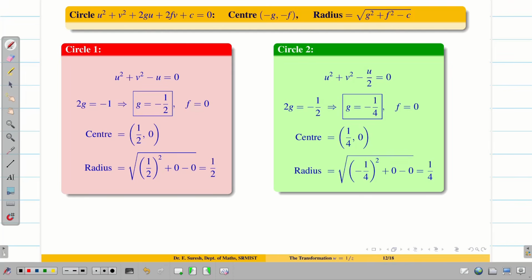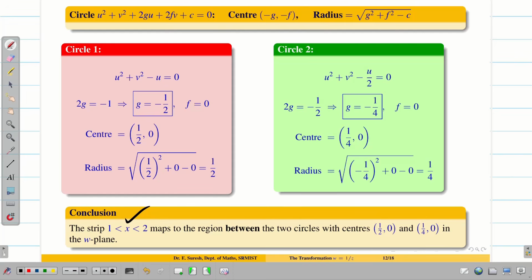So from this we conclude that the strip where x lies between 1 to 2 maps into the region between two circles with centers 1 by 2 comma 0 and 1 by 4 comma 0, because this is an exterior circle and this is an interior circle. For more clarity, it is mandatory to draw the diagram. Let us do the final step.